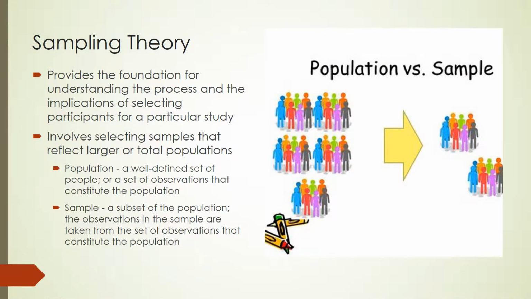Sampling theory provides the foundation for understanding the process and the implications of selecting participants for a particular study. It involves selecting samples that reflect larger or total populations. Population is a well-defined set of people. Sample is a subset of the population. Technically, we're looking at the observations in the sample, which are taken from the set of observations that constitute the population.